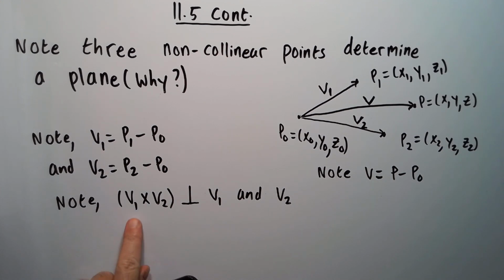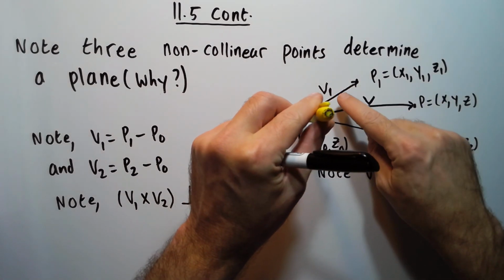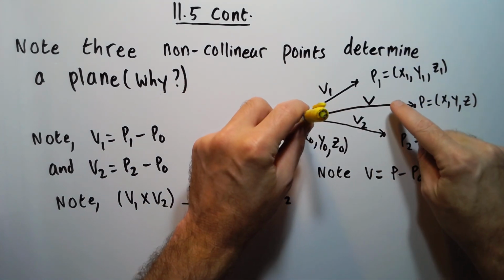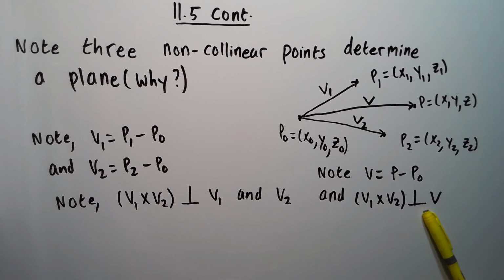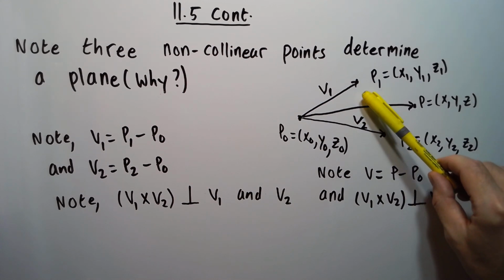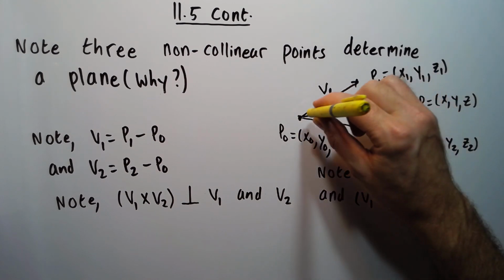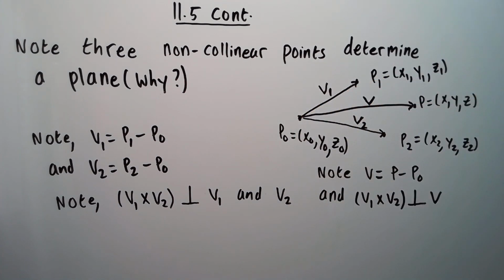But now my cross product V1 cross V2, again, is sticking up this way. It's perpendicular to my V1 and V2. But note also that it's going to be perpendicular to my V vector too. So I'll write that here. So we've noted that V1 cross V2 is also perpendicular to V because V is in the same plane as V1 and V2. This cross product vector is perpendicular to V1 and V2, which would make it perpendicular to V also. Okay, so let's summarize what we have.